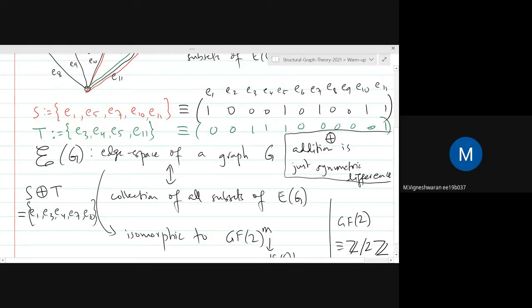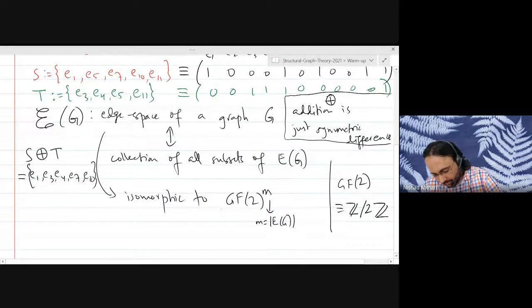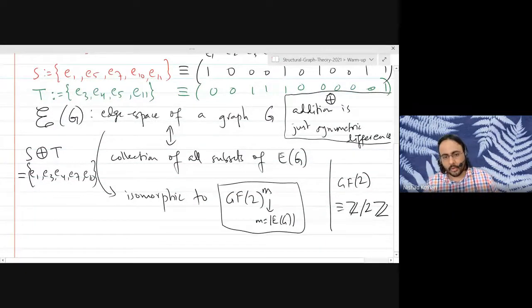Can you explain why the edge space of a graph is isomorphic to GF2 to the power m? Well, the only thing you are doing is taking all 0, 1 vectors in m dimensions. So you have m coordinates in every vector. Then what you get is exactly this vector space. All we are doing is, for every coordinate, labeling it by a specific edge of the graph.